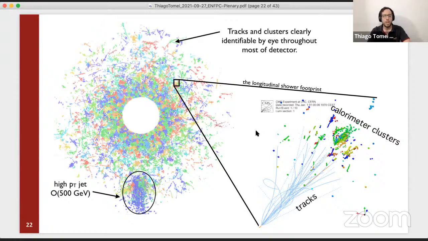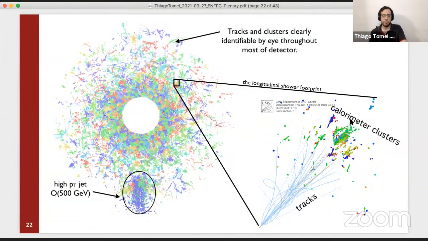And then we'll be able to fit all of this information into our particle flow algorithm that will be able to reconstruct jets with the highest precision. And you can see here how it works. We have the tracks from the tracker, of course, but the calorimeter clusters are also kind of like tracks. So you're able to see the shower as it develops in the calorimeter. And this is a completely new way of doing calorimetry.